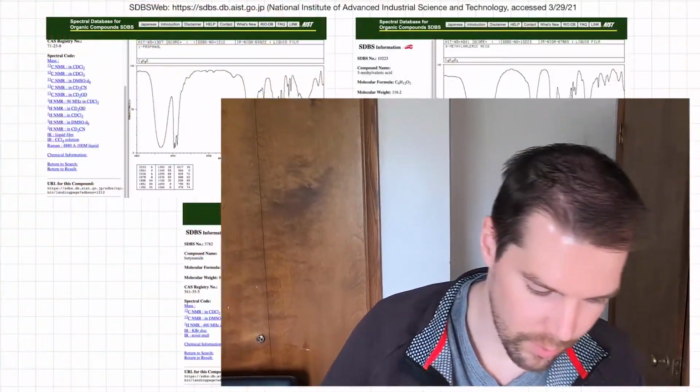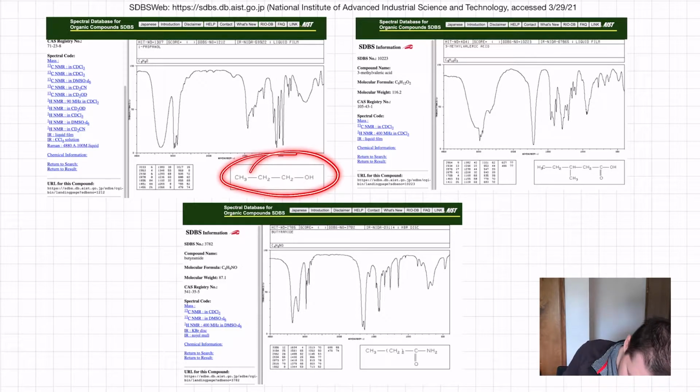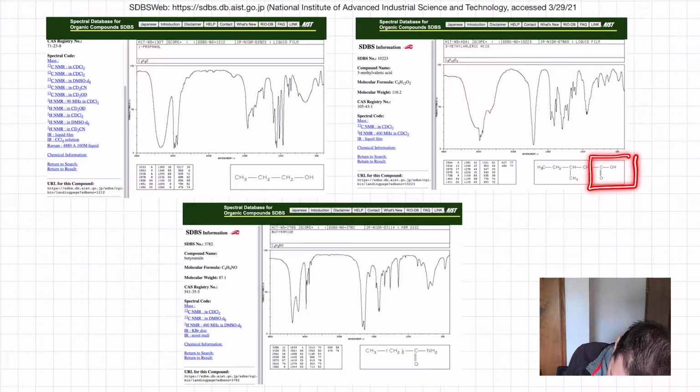All right, so let's go ahead and jump right into it here. First, I have three different spectra here, and you can see the compounds right here. There we go. So this is just an alcohol, this is a carboxylic acid, and this is an amide.